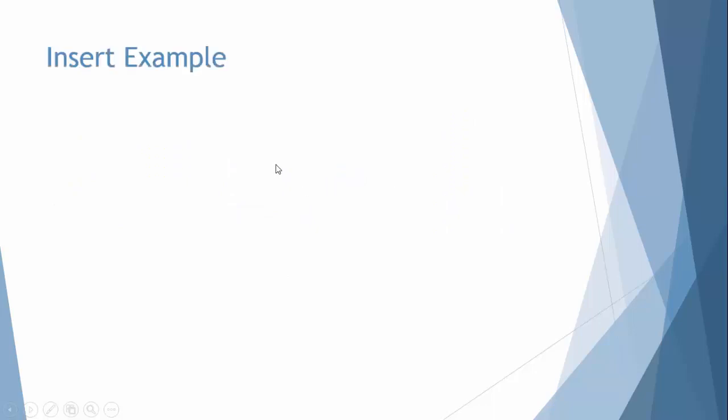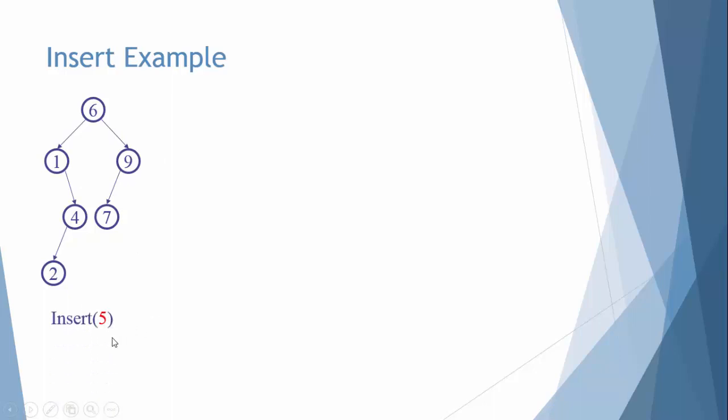Insert example. This is our tree, and we want to insert 5 into this tree. The first step is to determine the position of 5 in this tree. It's obvious that 5 is the right child of 4 because it's less than 6 and more than 1 and greater than 4.